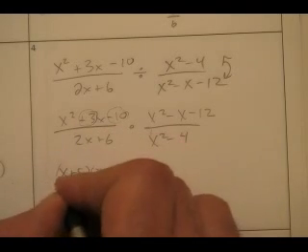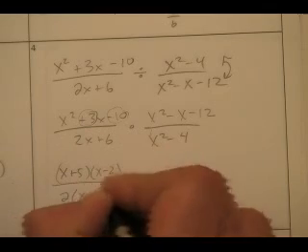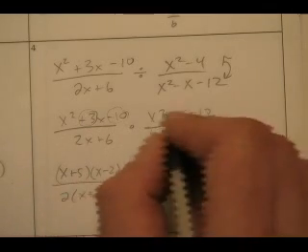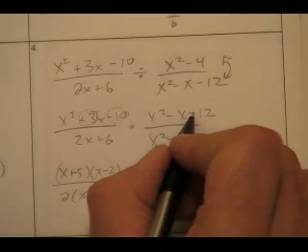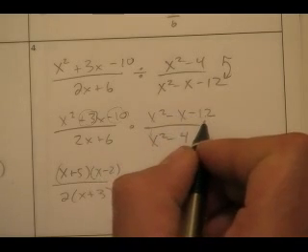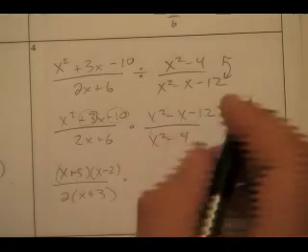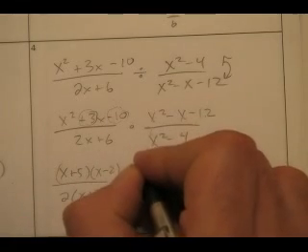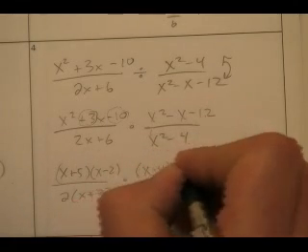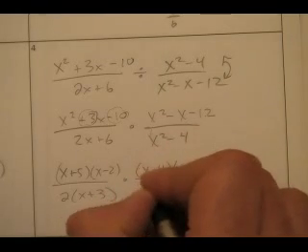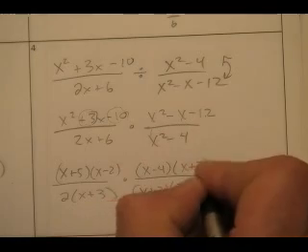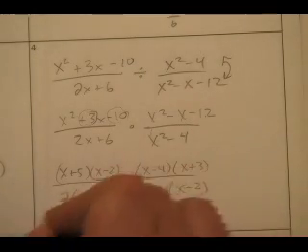2 goes into this guy, so 2x plus 3 times this guy multiply to get negative 12. Well, what two factors of 12's difference is 1? 3 and 4. The larger one has to be negative. So I'm going to do x minus 4, x plus 3 over, difference of squares, x plus 2, x minus 2, and look for common factors because I'm multiplying.